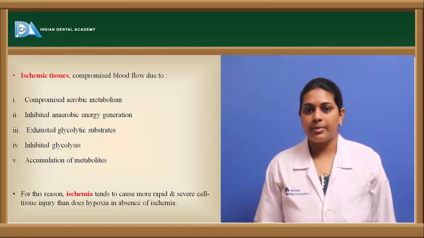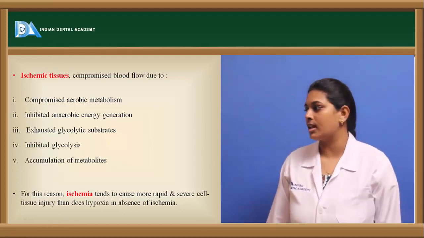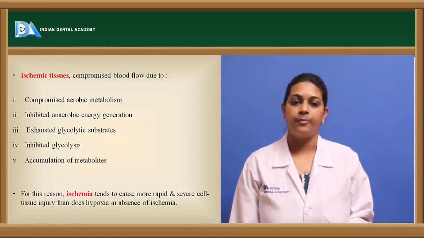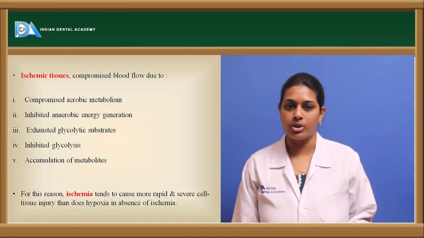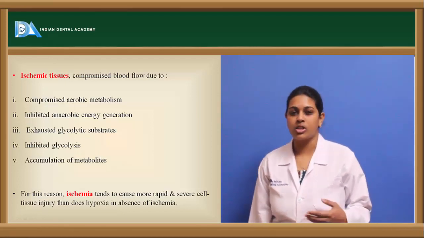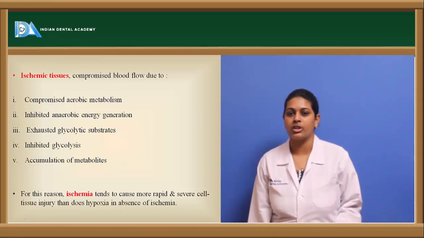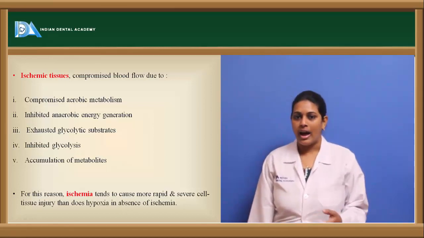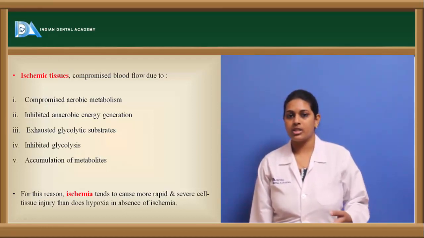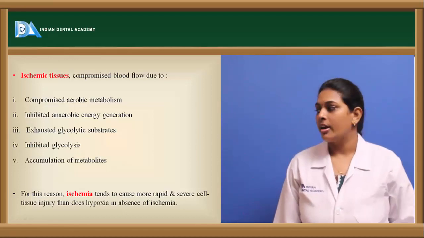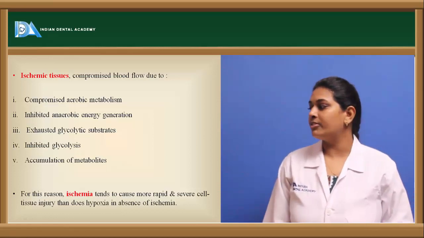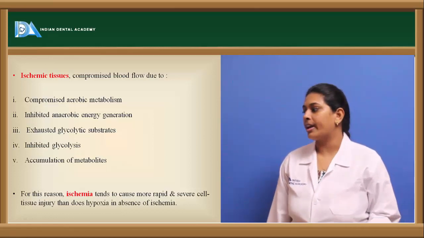Thereby, ischemia also affects certain other processes; for example, it compromises aerobic metabolism. Aerobic metabolism is a function of a body system where it produces ATP in the presence of oxygen. So this process of ATP production in the presence of oxygen becomes compromised, as ischemia is a condition of decreased oxygen supply. Because of this decreased oxygen supply, there will be decreased aerobic metabolism, or a compromised function. And because of this, there will be inhibited anaerobic energy generation.